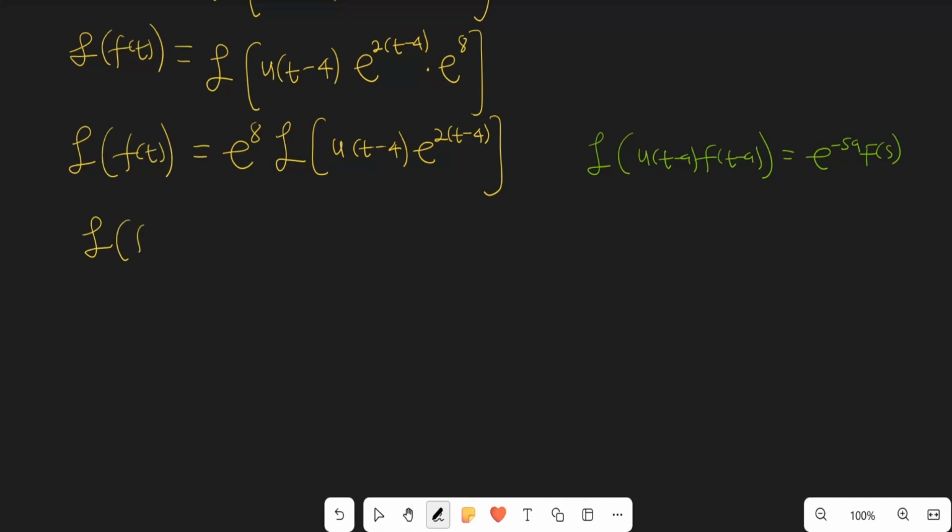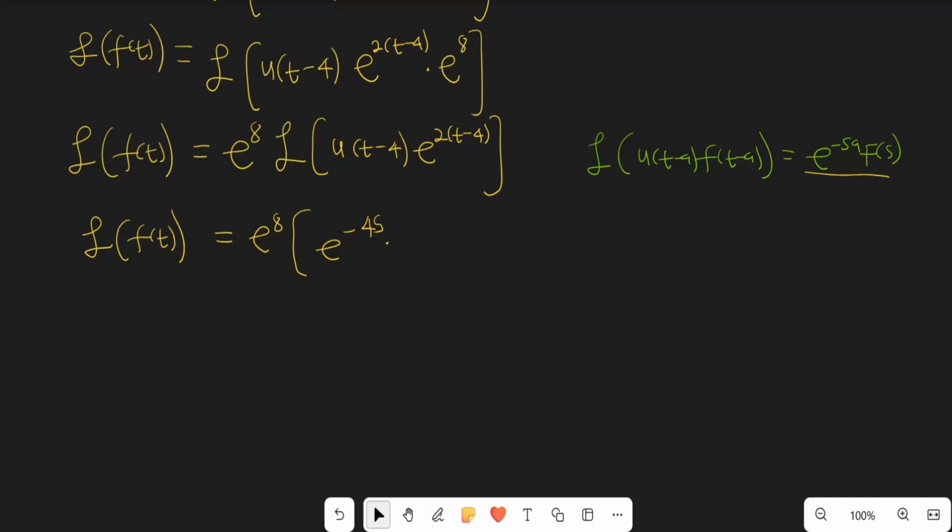The Laplace transform of f(t), this is equal to what really? So we are going to have e^8, right? And now this one is going to be what? So the Laplace transform of this one is going to be, we have e^(-sa). So e to the negative, what is a in this case? A in this case is 4, right? So we have e^(-4s). And now this is going to be multiplied by the Laplace transform of the unshifted function.